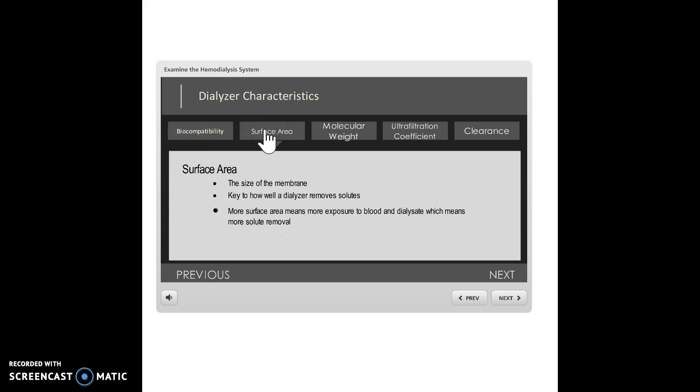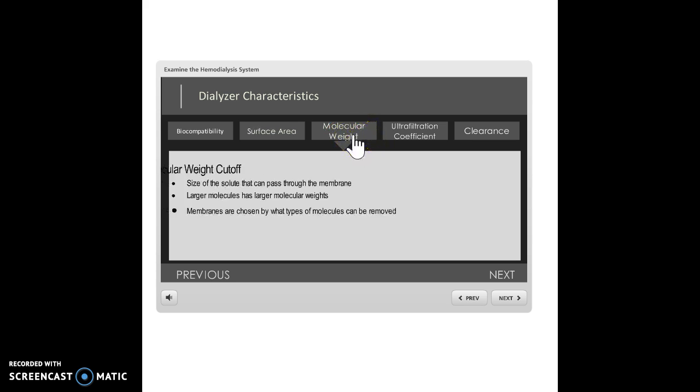Surface area is important to know. It's the size of the membrane, and it determines how well the dialyzer removes solutes. The bigger the surface area, the more exposure to blood and dialysate, which means more solute removal.